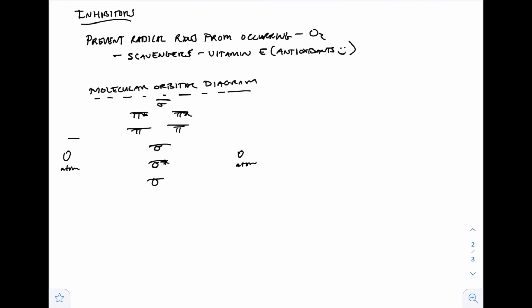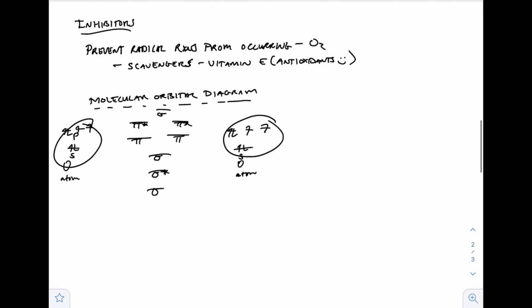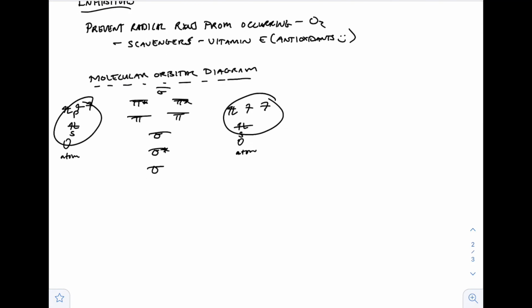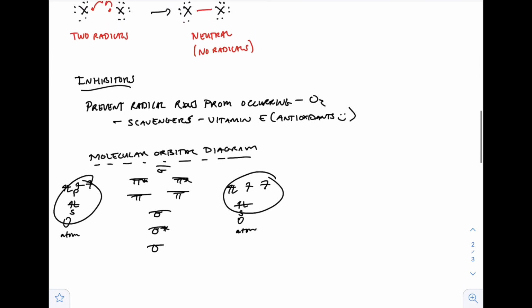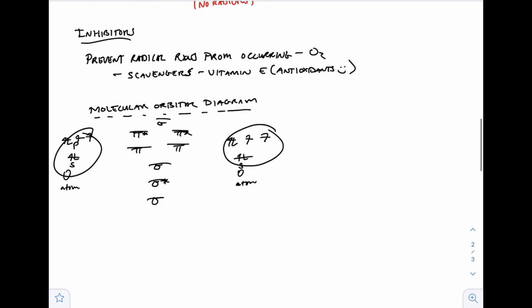When you have atomic orbitals, we are familiar with them as s and p orbitals, right? Well, when you make chemical bonds, you have sigma bonds and pi bonds. And so when you bring two atomic orbitals together, you make a molecular orbital. And this molecular orbital diagram, the central one, is basically showing how the electrons are organized within an oxygen molecule.